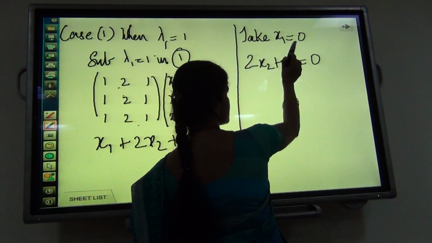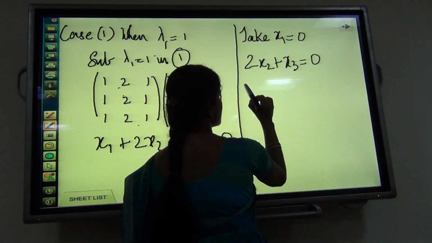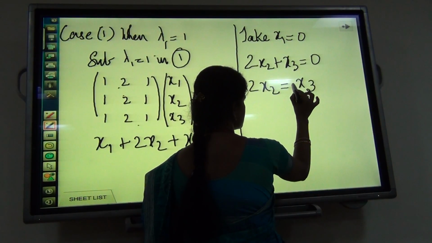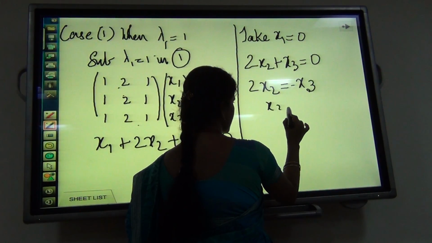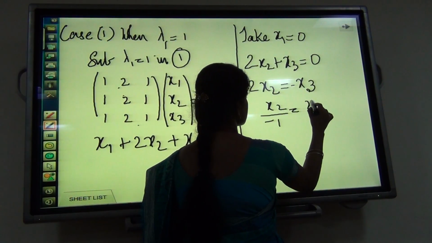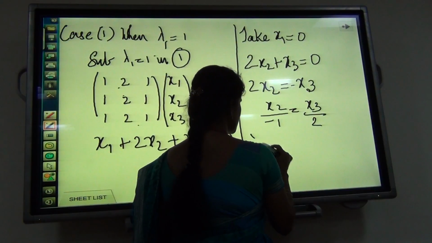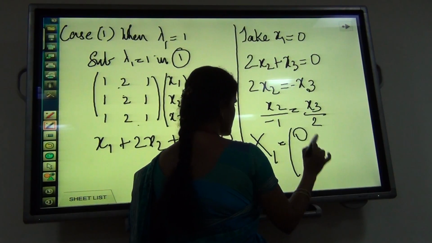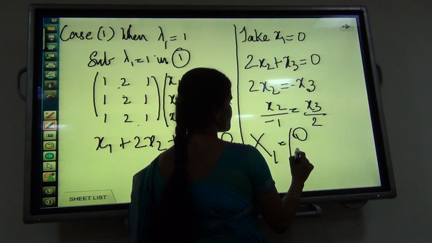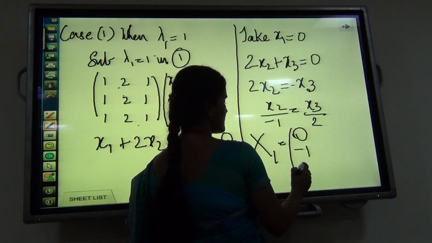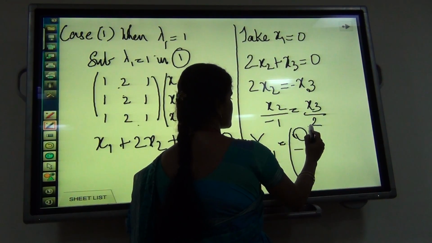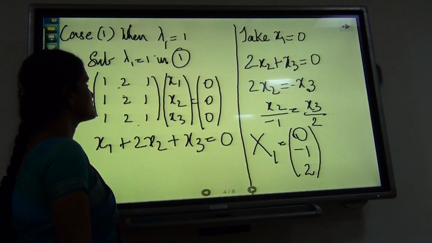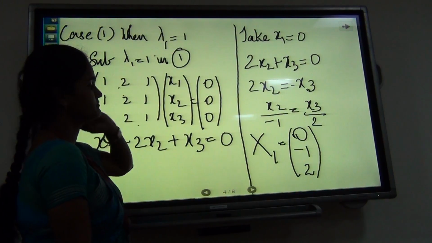So as we do this, it is reduced into 2 variables. Now we can equate one with the other and get all the 3 variable values. It is minus of x3, or x2 by minus 1, or x3 by 2. Now what is your capital X1? The value which we assumed for small x1 is 0, and we get small x2 as minus 1, and small x3 as 2. So this will be the eigenvector for the corresponding eigenvalue 1.